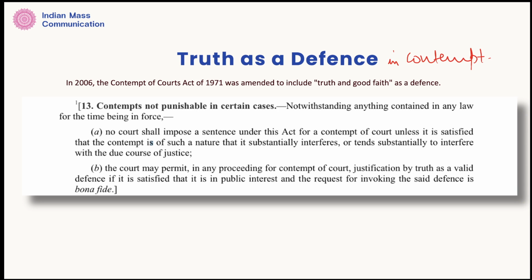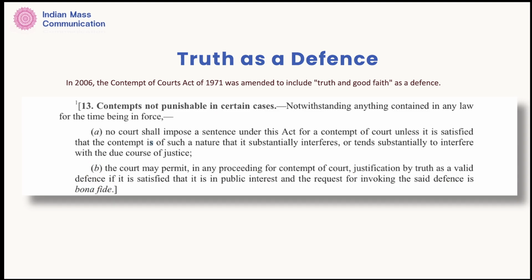In 2006, the Contempt of Courts Act 1971 was amended to include truth and good faith as a defense. So if some person is criticizing a judgment or a judge and it turns out to be truth, then it is also not a contempt of court. Section 13 talks about truth as a defense. Section 13 talks about contempts not punishable in certain cases, justification by truth as a valid defense. So something which is truth becomes a valid defense on the condition that it is in public interest and the request for invoking the said defense is bona fide with good intention.